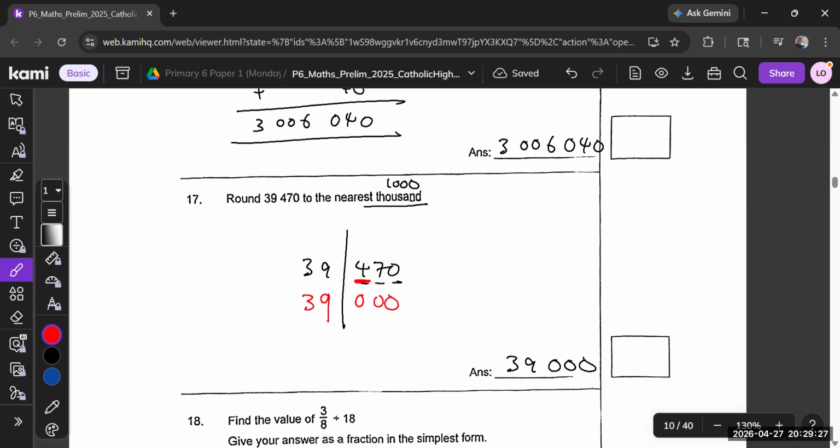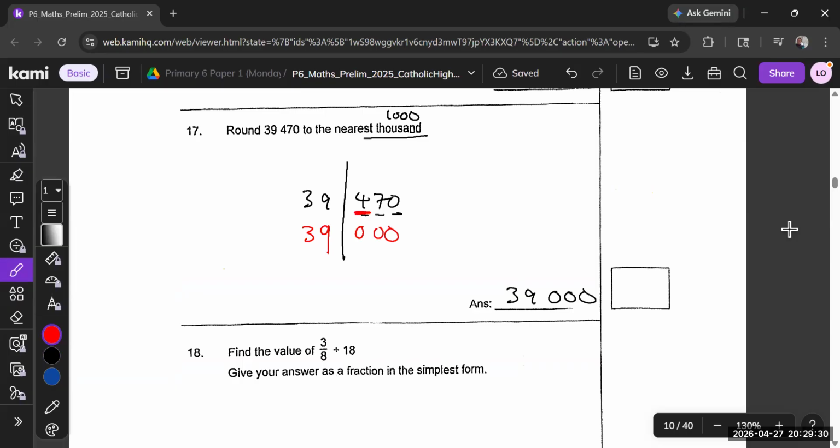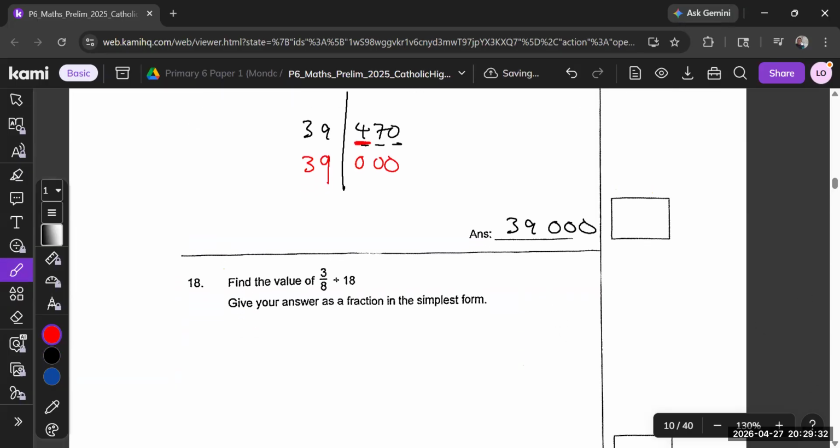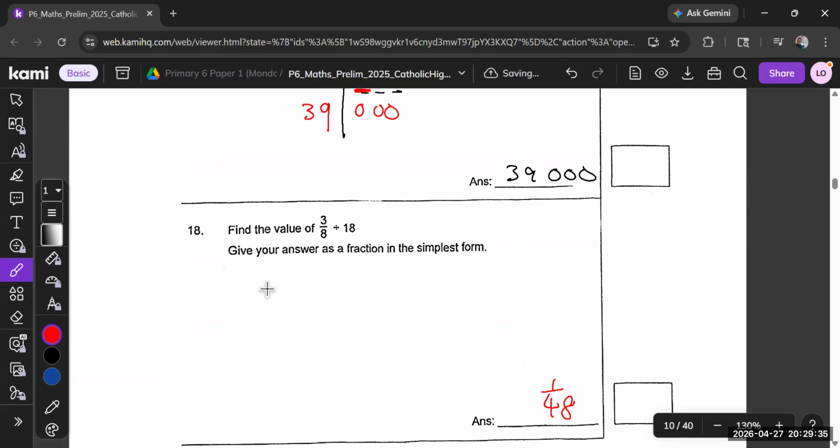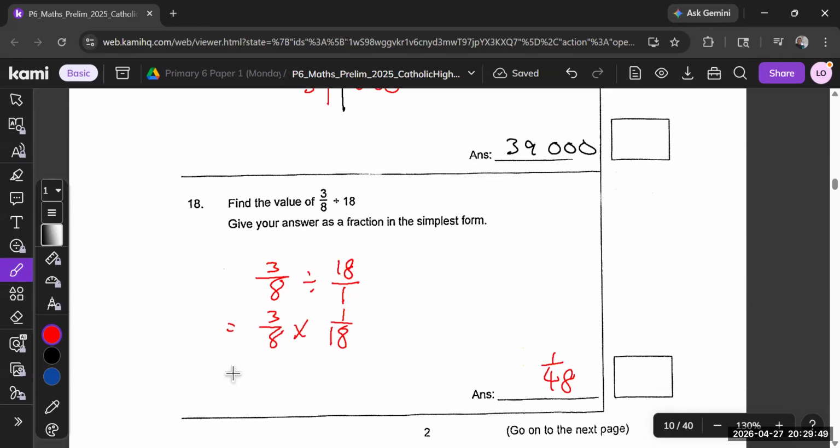All right, question number 18, also quite easy. Your answer is 1 over 48. How do you get 3 over 8 divided by 18? Change the whole number into a fraction. Must change into a fraction. Keep, change, flip. Cancel means divide, and 18 also divide by 3, 6. When you cannot cancel anymore, multiply. 1 times 1, 8 times 6, 48. That's it. Understand?